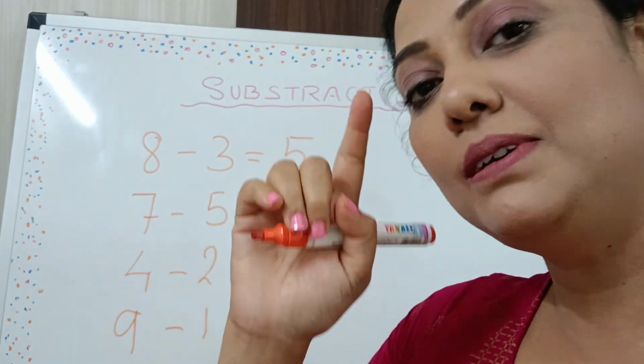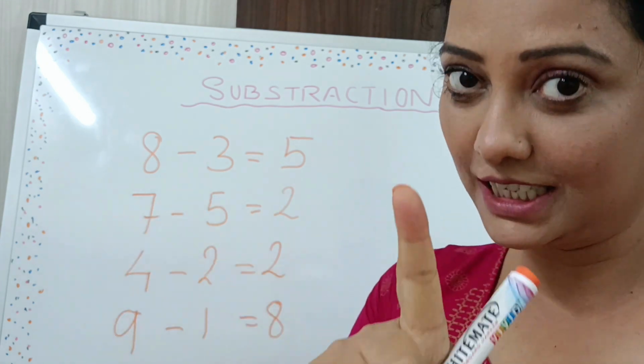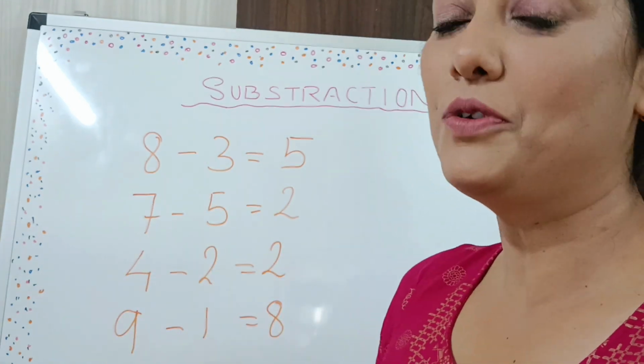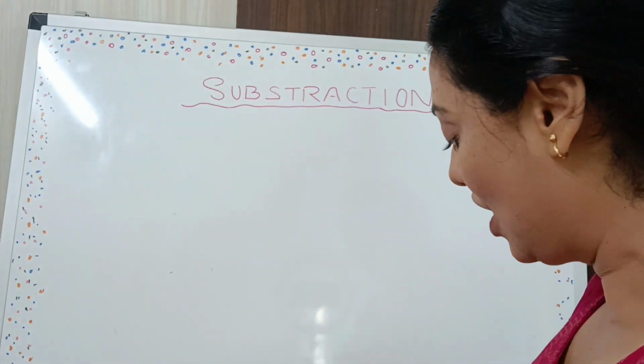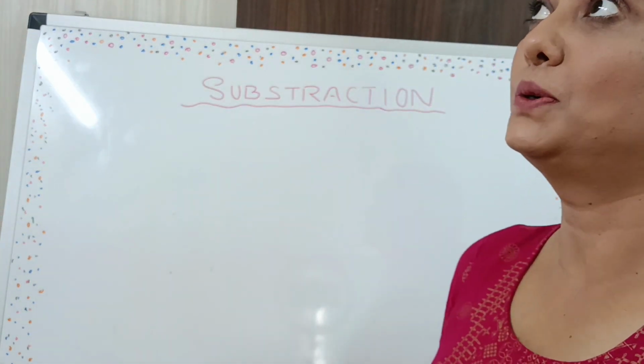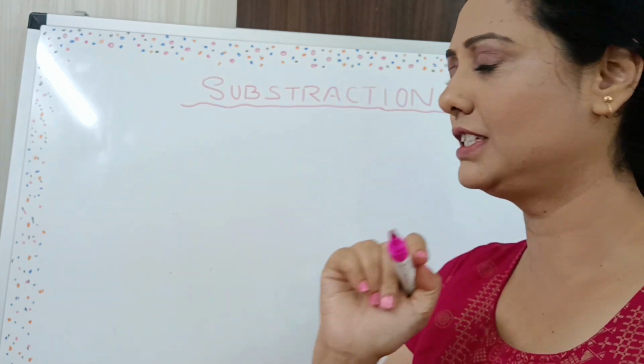Now we will do an example of a 2-digit number. 2-digit numbers start from 10 to 99. Just remember, okay? Get ready. Now we start with the first 2-digit number.